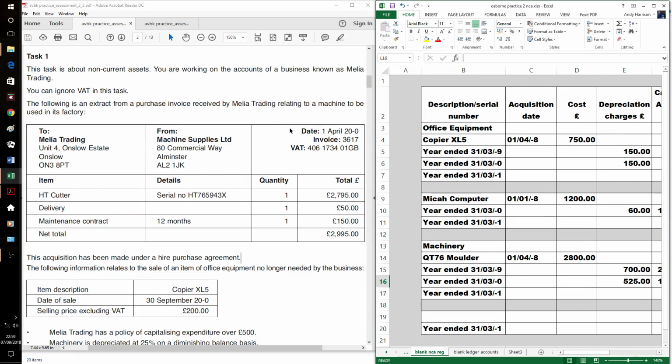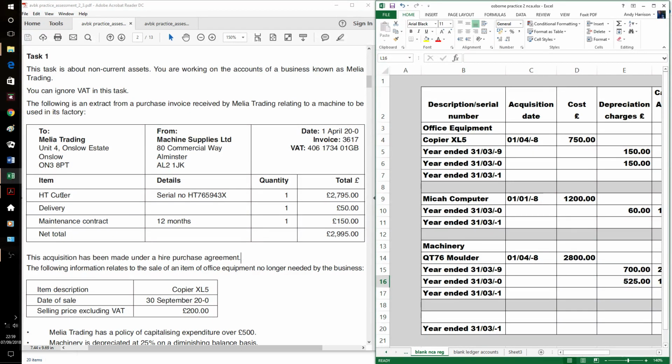So reading carefully, there are some details that are non-standard in this one. No VAT in this task. We're buying a machine, we would normally claim the VAT back on it if we were VAT registered, and we're disposing of a copier. If we reclaimed the VAT when we bought it, we'd have to charge VAT, or it would be inclusive when we dispose of it.